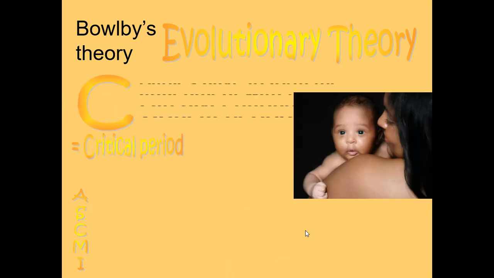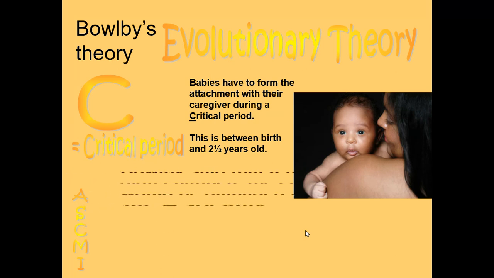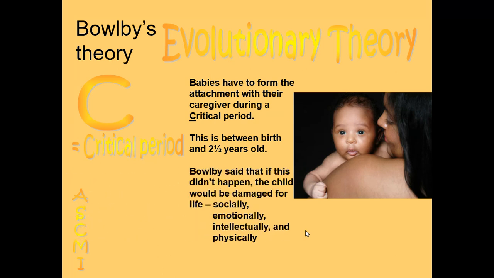Third aspect of the theory is a critical period. So babies have to form an attachment with a caregiver within a critical period. Bowlby suggested this was in the first 2.5 years of a baby's life. And Bowlby said if this didn't happen, the child would be damaged socially, emotionally, intellectually, and physically. And we come back to this later on in his theory of deprivation. But it's the idea that babies need to form an attachment in the first 2.5 years. So there's a critical period. So attachments are adaptive. They're formed due to social releasers. They occur within a critical period.